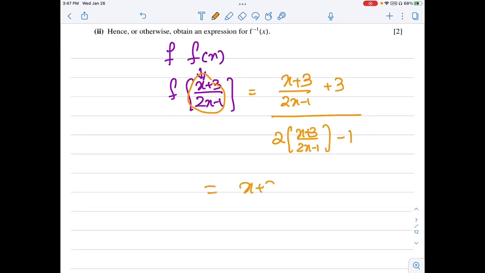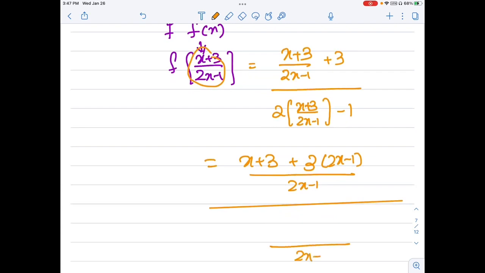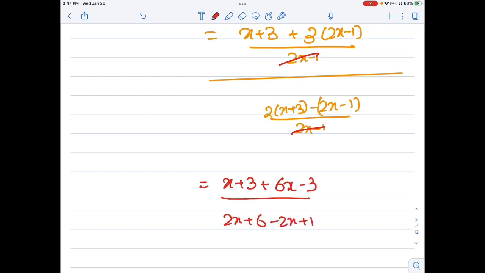Now take the numerator LCM or the common denominator: 3 times (2x - 1) upon (2x - 1), then 2x - 1, 2 times (x + 3) minus (2x - 1). I can see that 2x - 1, 2x - 1 gets cancelled. So what am I left over with? x + 3 + 6x - 3 upon 2x + 6 - 2x + 1. So we can further see that 3 gets cancelled, 2x gets cancelled. I get 7x upon 7, which is equal to x.